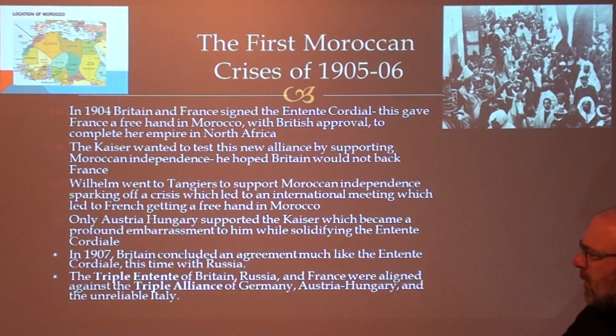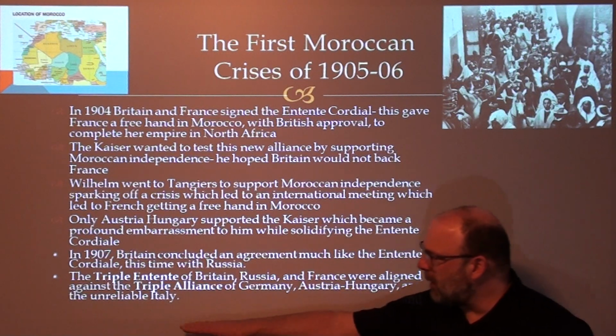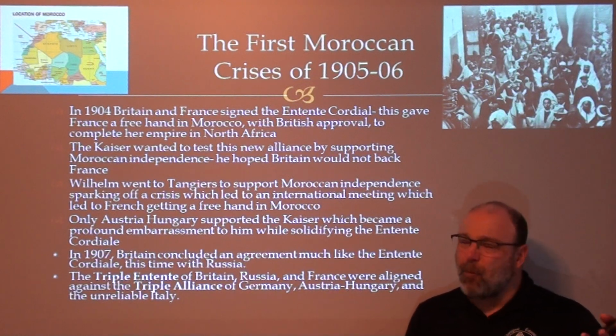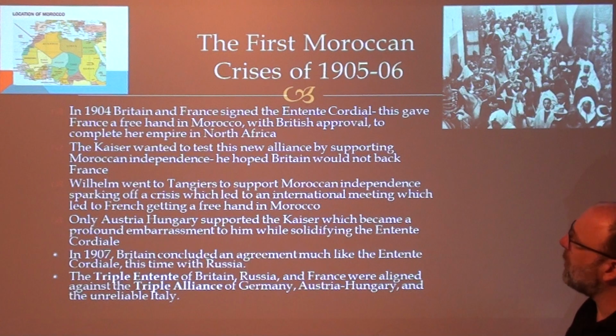The Triple Entente of Britain, Russia, and France were allied against the Triple Alliance of Germany, Austria-Hungary, and an unreliable Italy, because they were always kind of waffling. In fact, they waffle in 1914. They don't quite know what to do, who to side with.